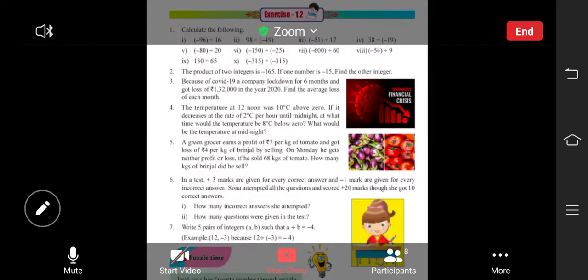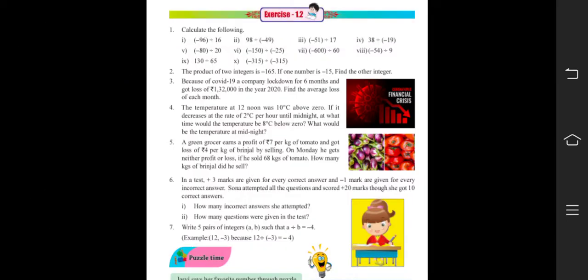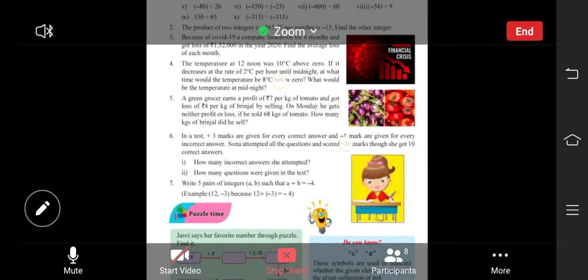Good afternoon, children. So in the previous class, we have completed exercise 1.2, first Roman and second Roman. Now today we are going to the next problem, third problem. What is the third problem, see children?